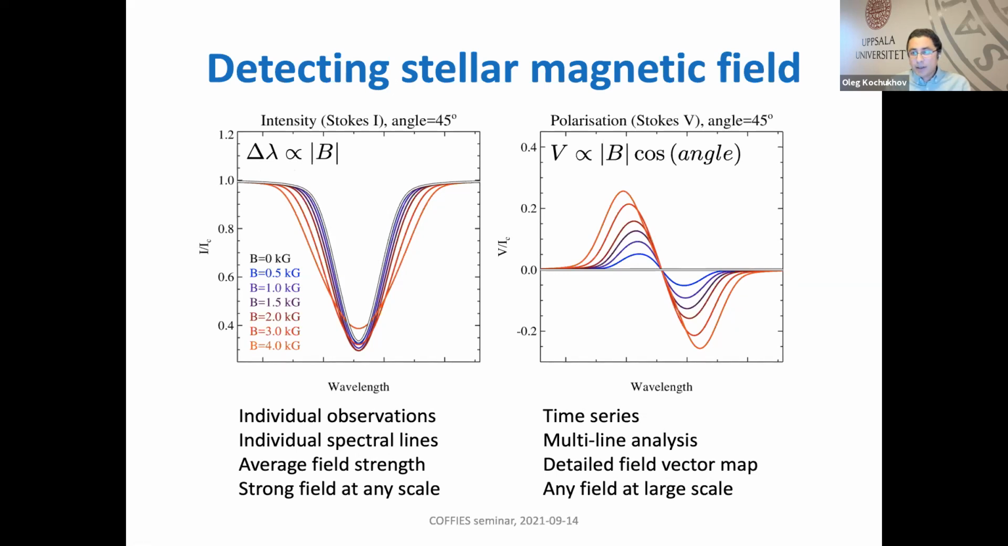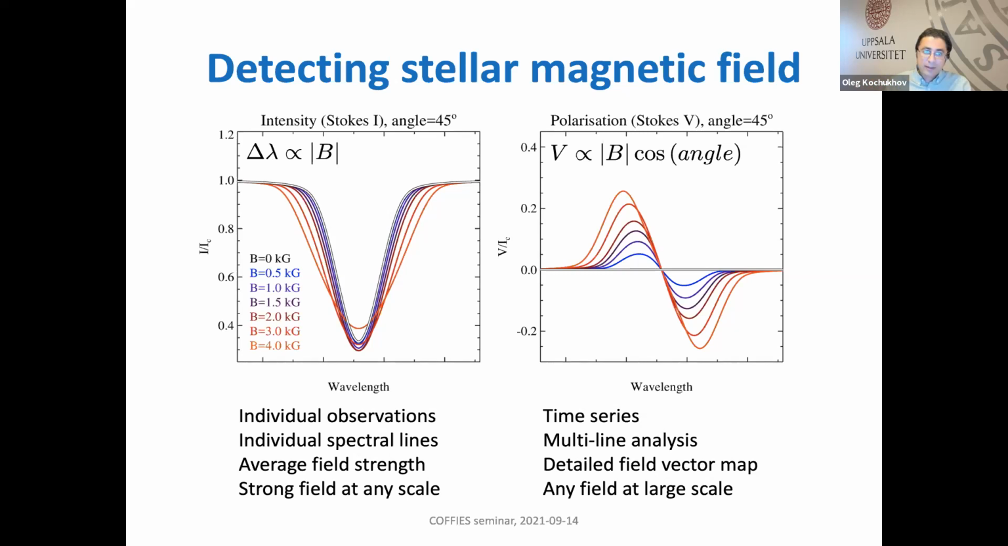But here we have to do really detailed work to recognize the relatively small contribution of the magnetic field on top of various other processes that produce broadening of stellar spectral lines. And because of this competition, the signatures of magnetic fields are very quickly washed out by turbulence, by rotation, and so on. So we can only detect with this method relatively strong fields.